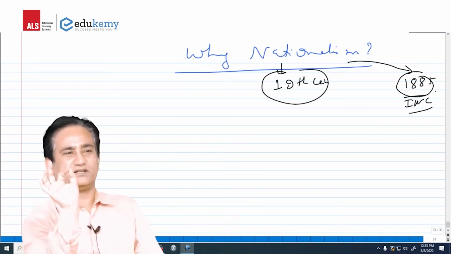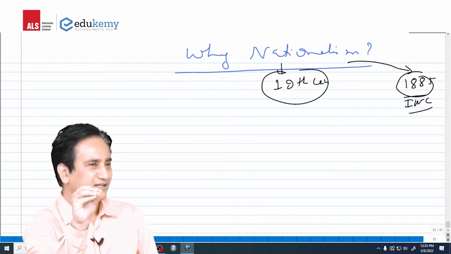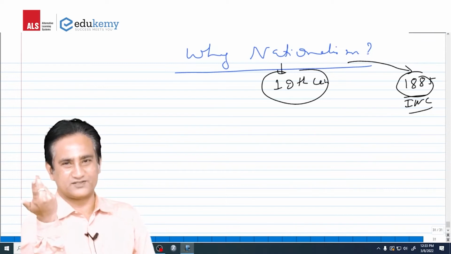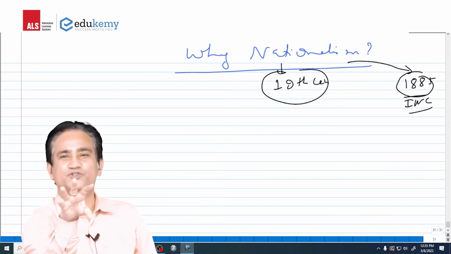Now listen to me carefully. Why the rise of nationalism? Because if you understand it, any time you can reproduce it with one reading of your NCERT. So there is a formula, there is a fixed approach.